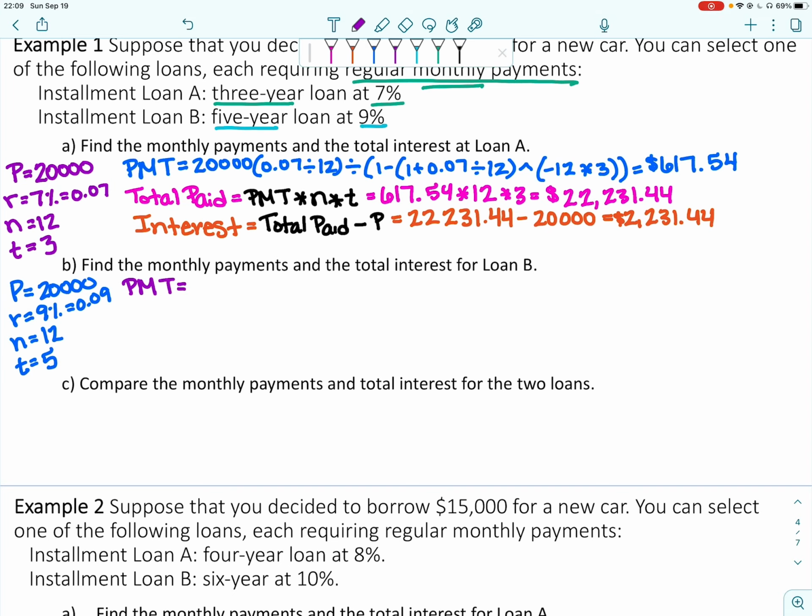So the payment is $20,000 times 0.09 over 12, over 1 minus 1 plus 0.09 over 12 raised to the negative 12 times 5 power, and that gives us a monthly payment of $415.17.